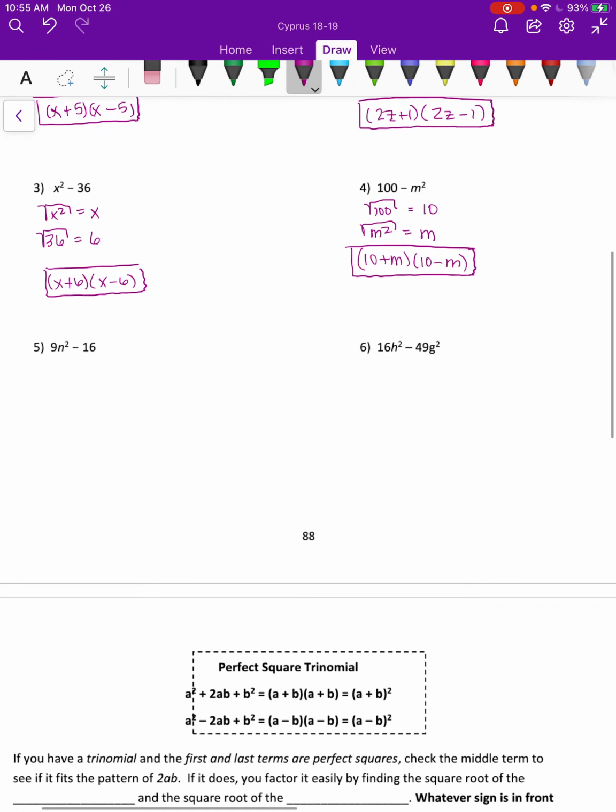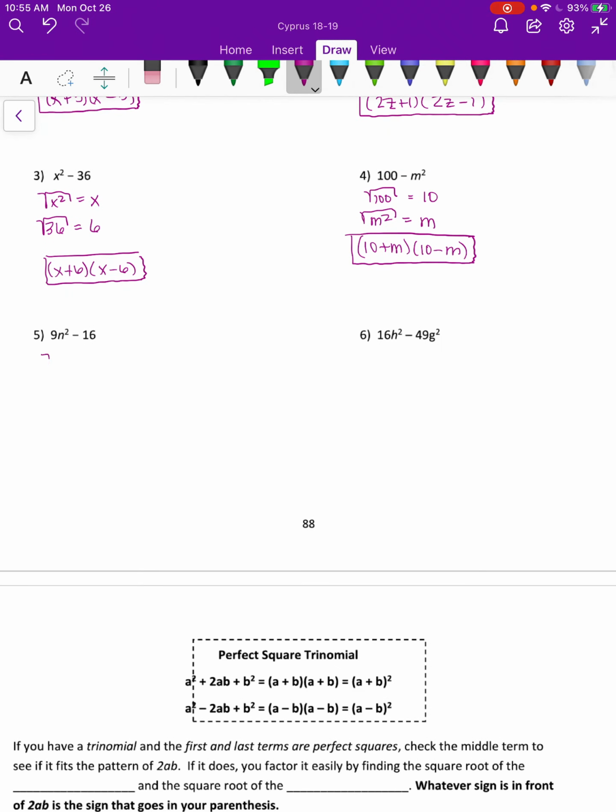Okay. Let's look at number 5. Take the square root of the first and the second terms. So your answer, 3n plus 4, 3n minus 4.